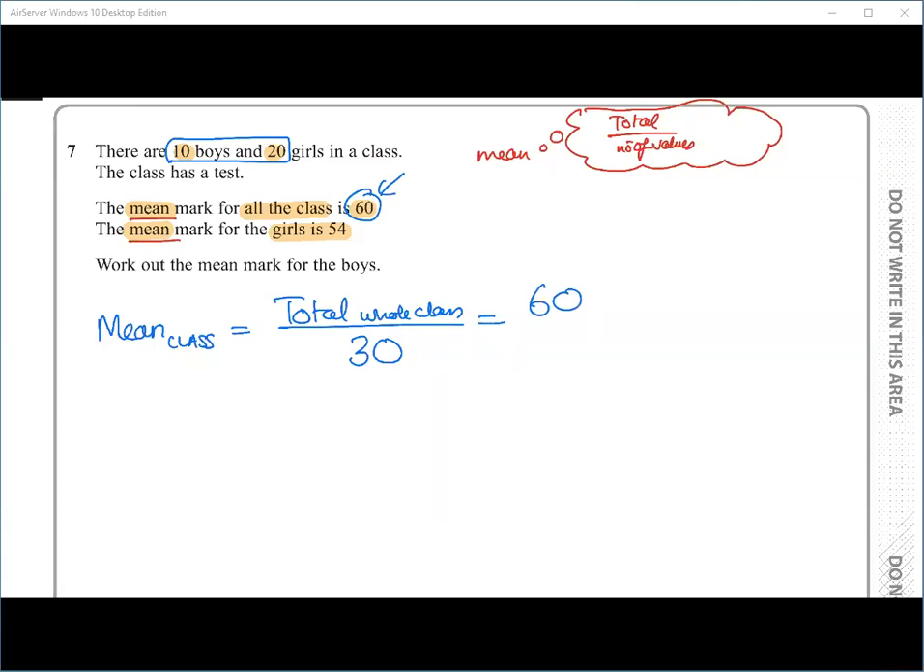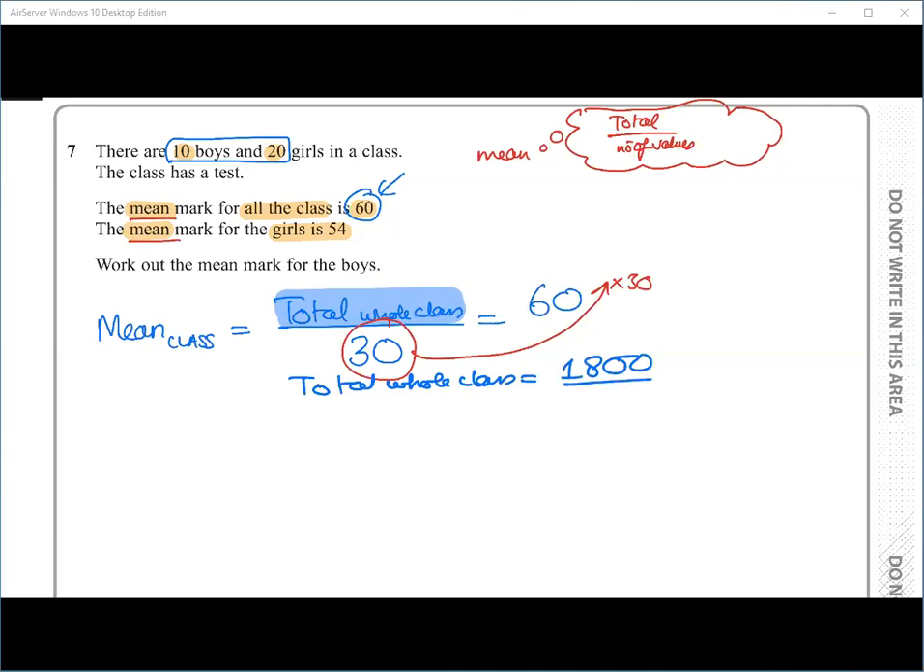So we know the mean. They've given us the answer as part of the question. So are you able to work out the missing total here for me? Go on then. How would you do that? You cross multiply, so it'll be 60 times 30, which is 1,800. So the total for the whole class is equal to 60 times 30. 6 times 3 is 18. Add on the 2 zeros. So we've got that lovely value from that information.